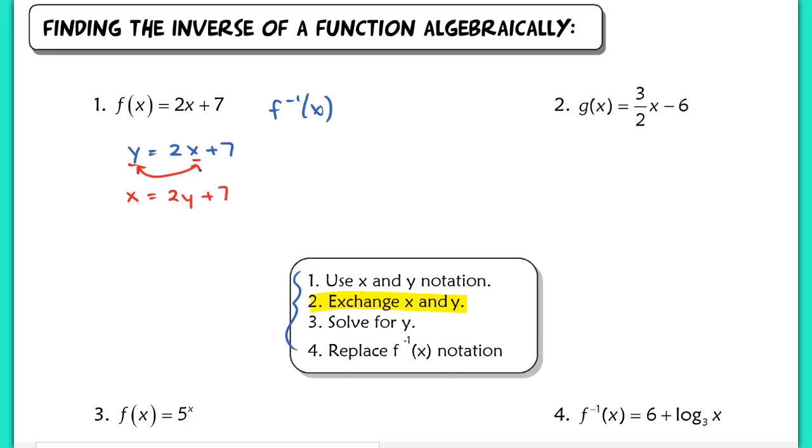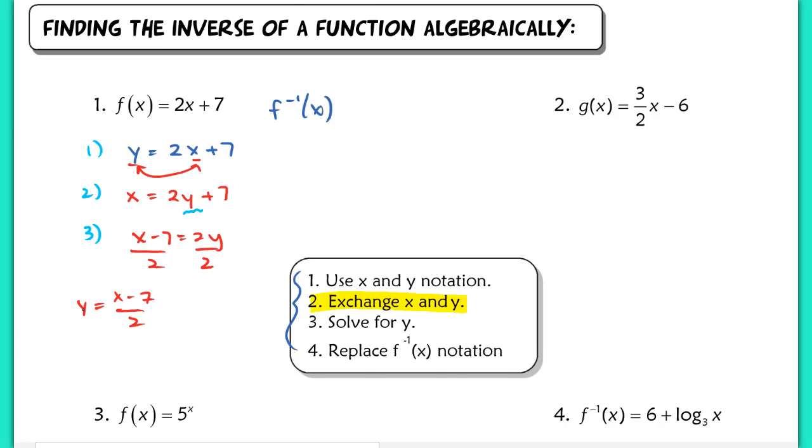Now, here's where the algebra comes in. Now you're going to actually solve for y. So here was step 1, here was step 2. Step 3, go back and try to solve for y. Isolate the y. So I would subtract 7. So I have x minus 7 equals 2y. And then I would divide by 2, so that I end up with y equals x minus 7 over 2. And I'm just going to write that y out in front. Okay, so I have y equals x minus 7 over 2.